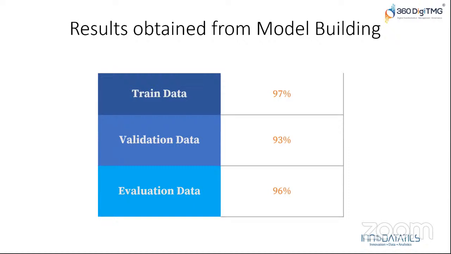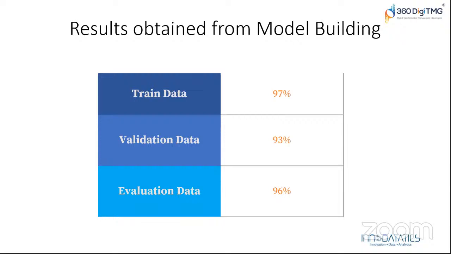Yeah. So on the validation data, we got 93%. And finally, for the evaluation data, which is the test data, the 2020 data, it was 96%, which was really good. The challenge was that with the 2020 data, we had to get plus or minus 10% accuracy. The LSTM model, as you can see, gave us very, very good results.